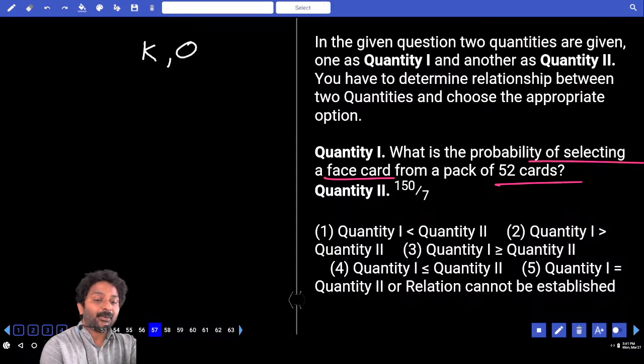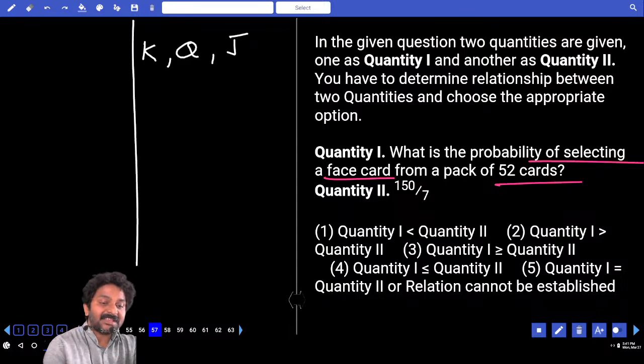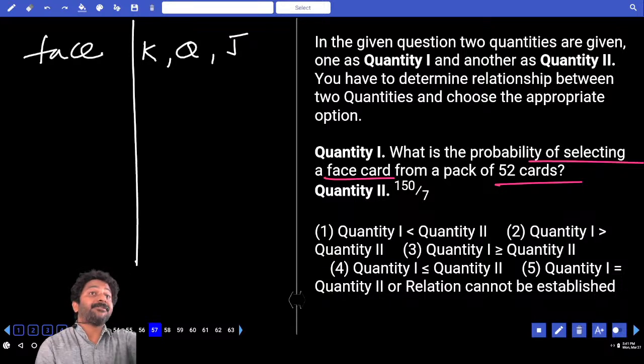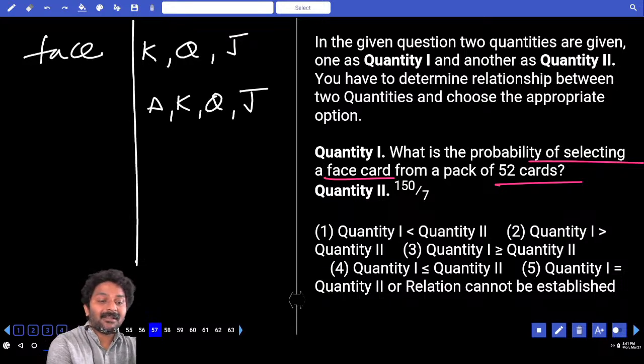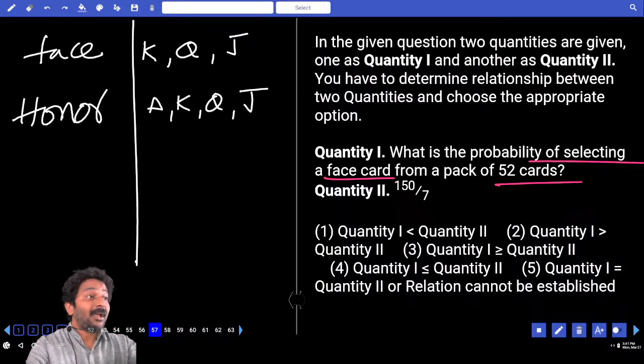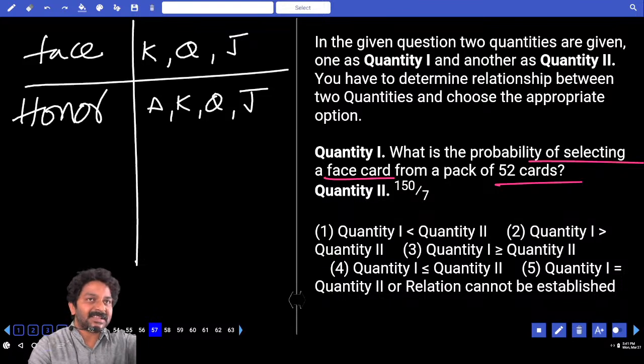King, Queen, Jack. These are called face cards. Those who said 4, why did you say 4? Apart from these 3, what did you include? Ace, King, Queen, Jack. What are these called? Honor cards. There will be 3 face cards in any set, and there will be 4 honor cards.